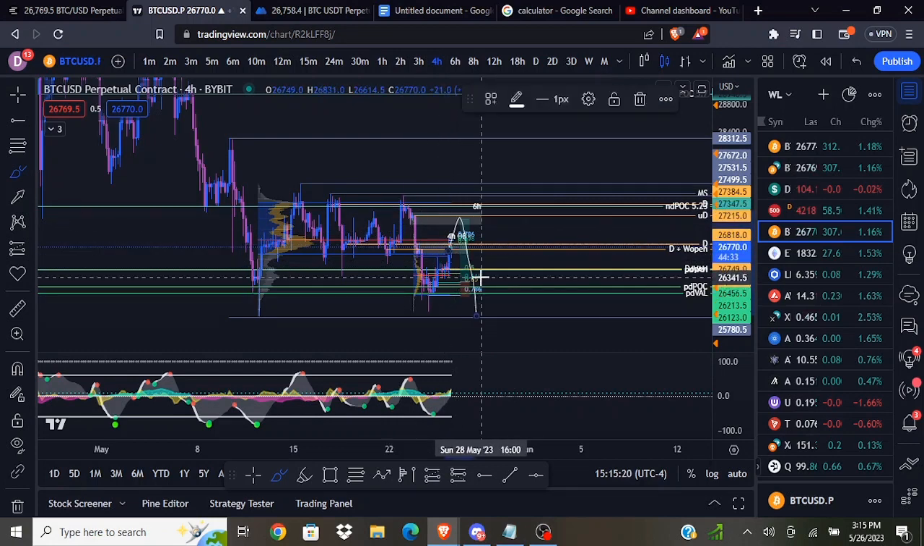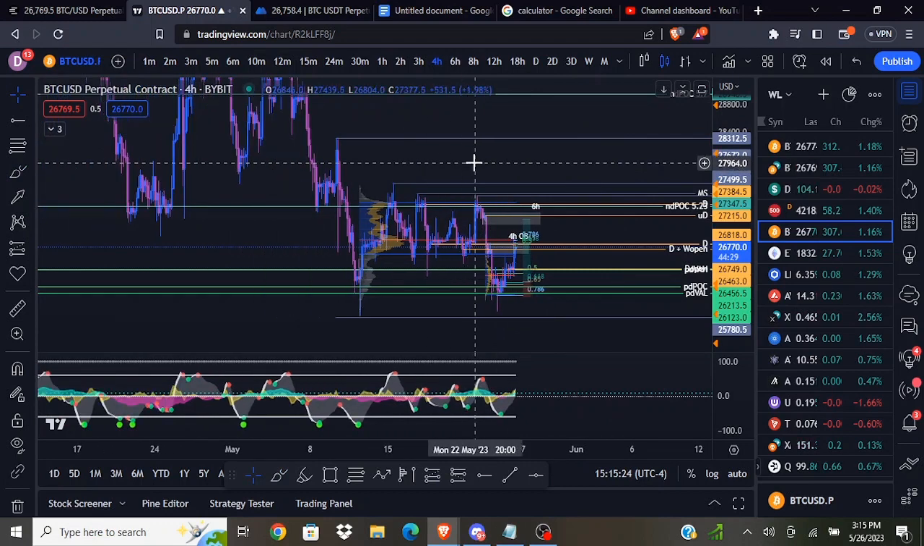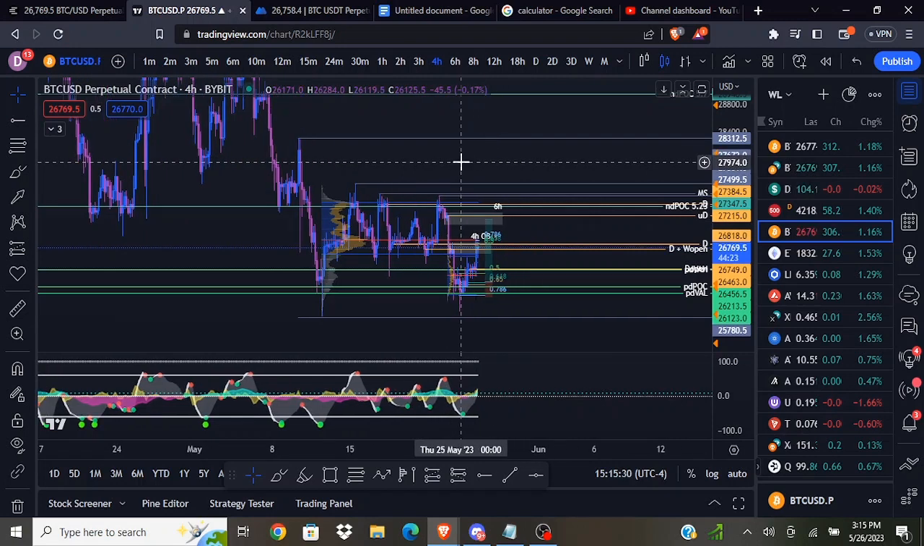So, again, I am still not as well versed in order blocks as I would like to be. I'm still learning them. I'm still practicing using them. So this will definitely be a video that I recreate in the future. But for right now, this is how I use order blocks.